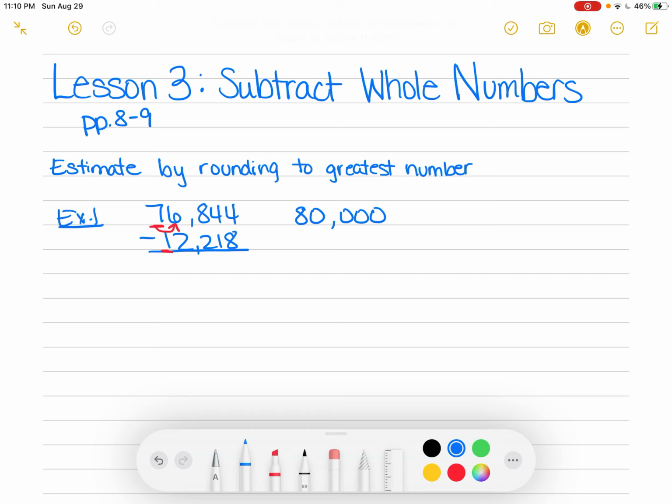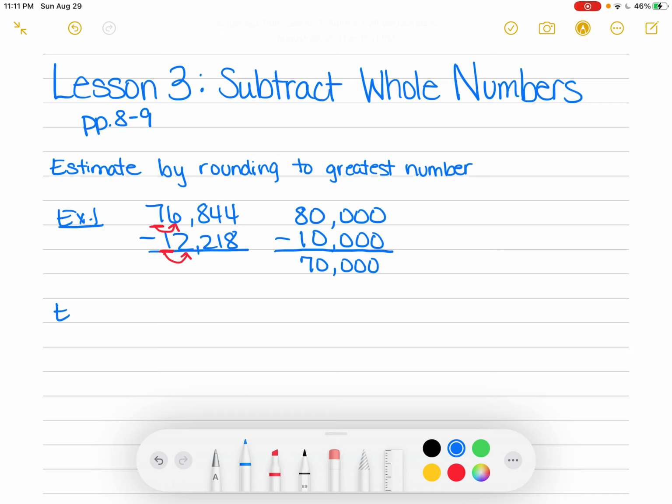Okay, now looking over on the 12,218, 1 is in the greatest place. We're going to look to the right, and the 2 tells me that the 1 is going to stay the same. So that's going to be 10,000. And now I can subtract. 80,000 minus 10,000 is 70,000. So that's how we estimate.